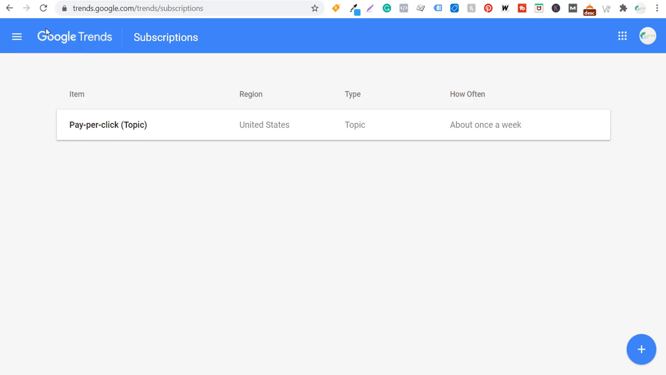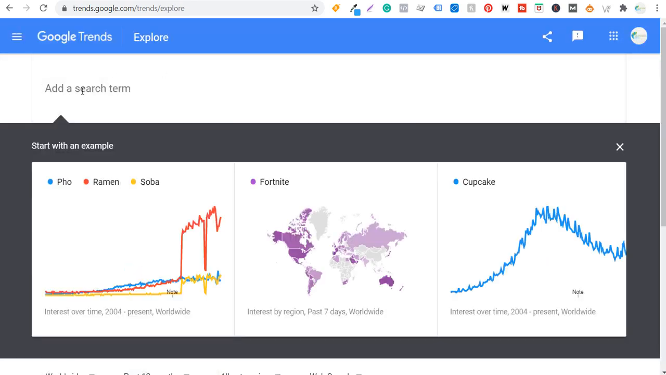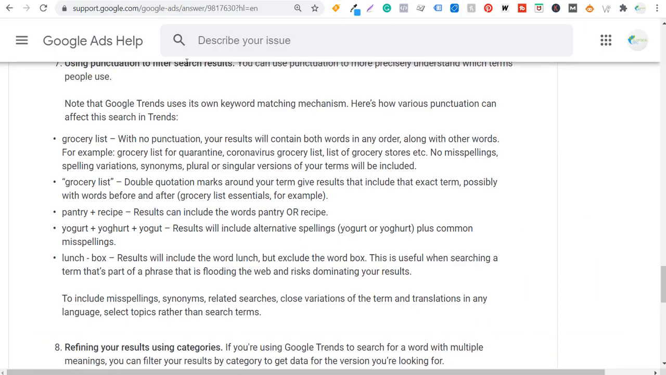Okay, now the last thing I want to go over is when you are using the Explore feature and you're searching specific search terms or topics, I just want to open up this help guide from Google Trends. Now you can use different punctuation with your searches, so you can put quotes, so double quotation marks around your term, to give results that include that exact term. So it's not going to give you things that are a little bit more broad from that term, whereas with no punctuation, what Google Trends is going to do is use both these words at any point in the search. So you can see here, grocery list for quarantine, and you might have something like list of grocery stores. So if you want it to be a little bit more exact, you can put quotes around your two terms.